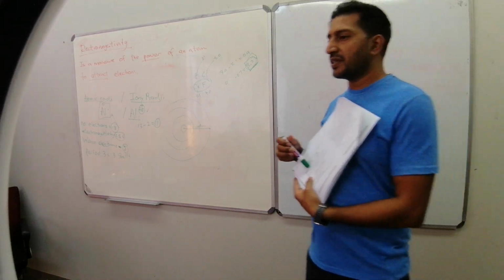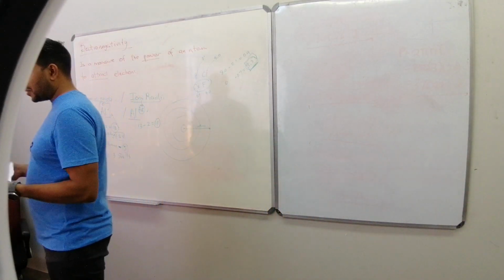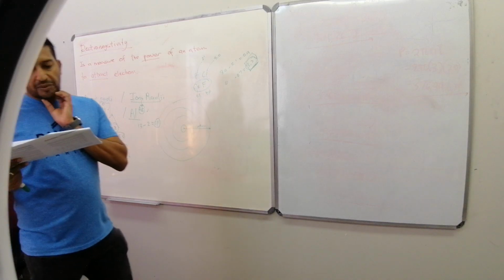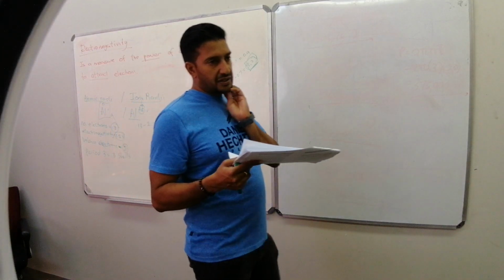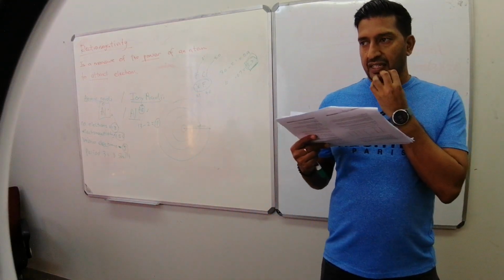Remember we spoke about condensed? It's a condensed electronic configuration in the orbitals. S orbital we got 2, P orbital got 8, and the next orbital got 18. Okay, cool.